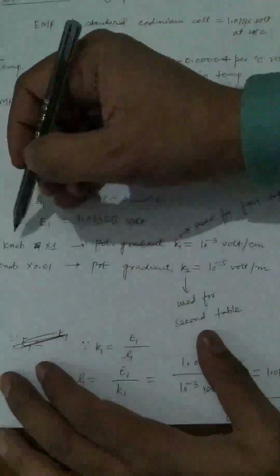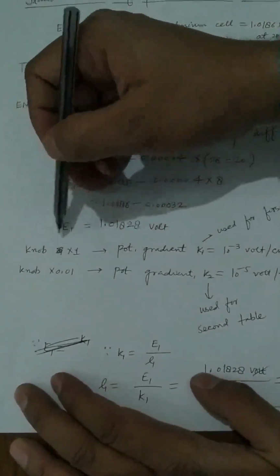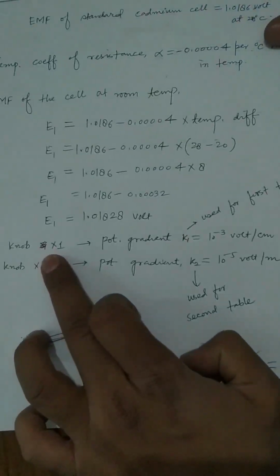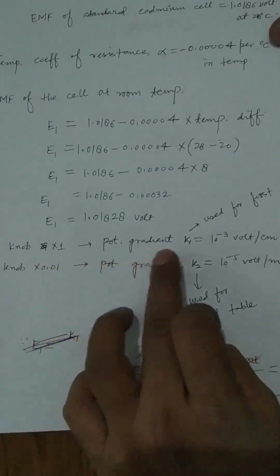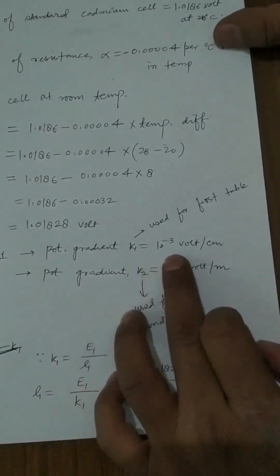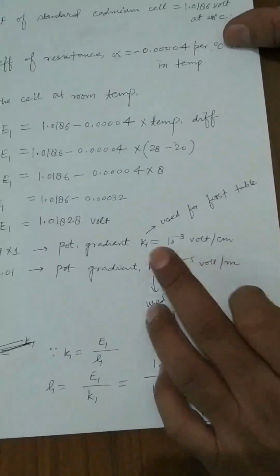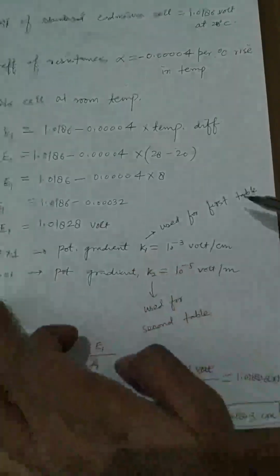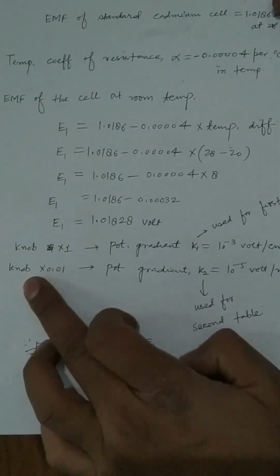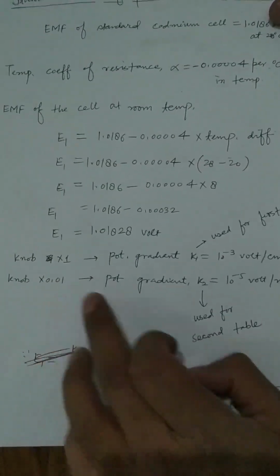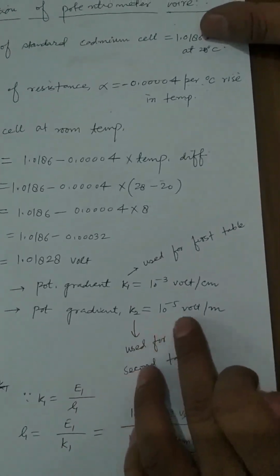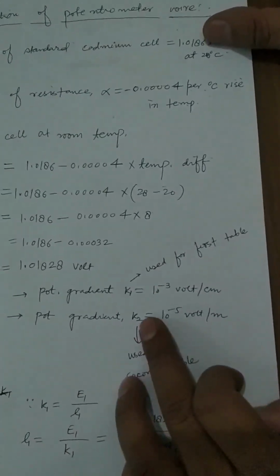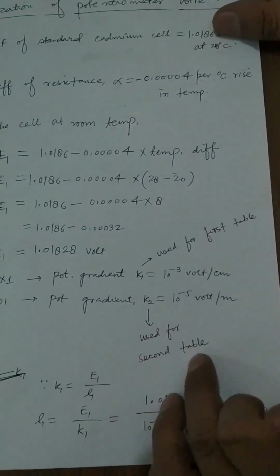Now I also write over here that when you put the knob at x1, the potential gradient will be taken as k1 equals 10 to the power minus 3 volt per centimeter, and this k1 is used for the first table. And when the knob is put at x 0.01, then the potential gradient will be taken as k2 equals 10 to the power minus 5 volt per meter, and this k2 will be used for the second table, okay.